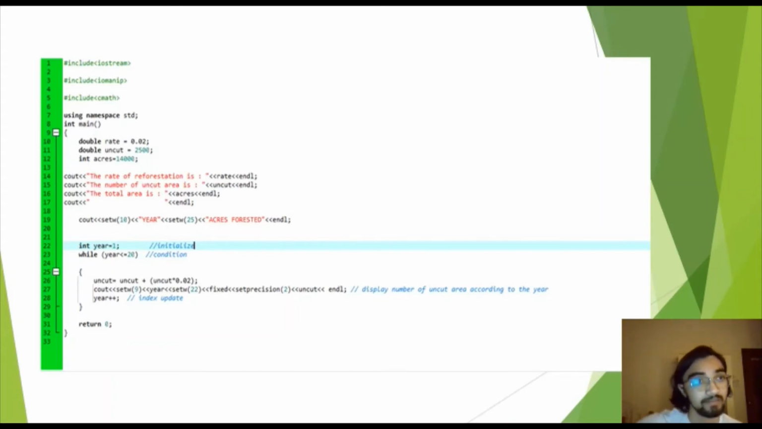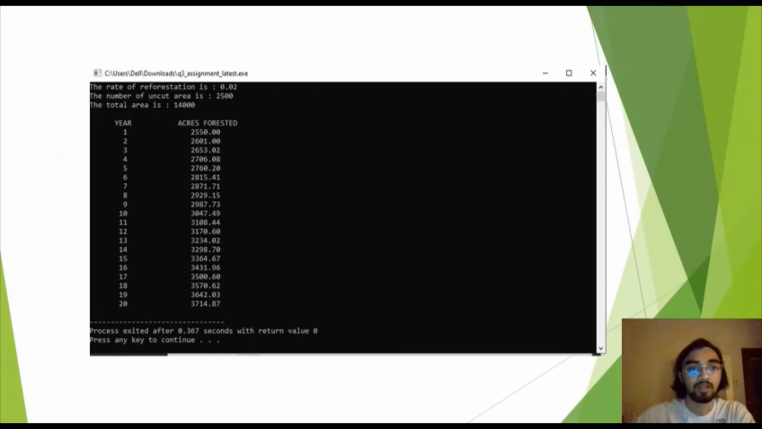I think that's it. So when we run the code, we will get the result like this. And as I stated before, I first display the rate, the number of uncut area, and the total area, and then I make a column for each year and the acres forested to make it more structured and arranged, and to make it look neat.